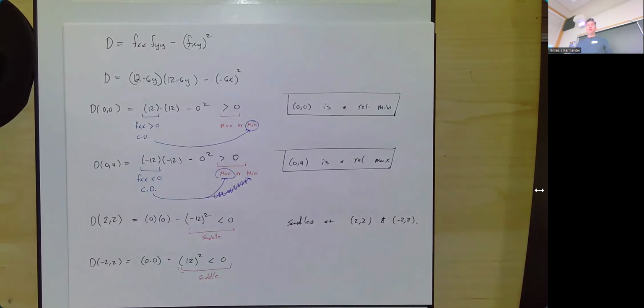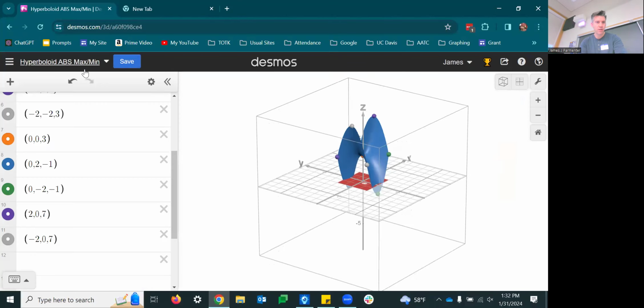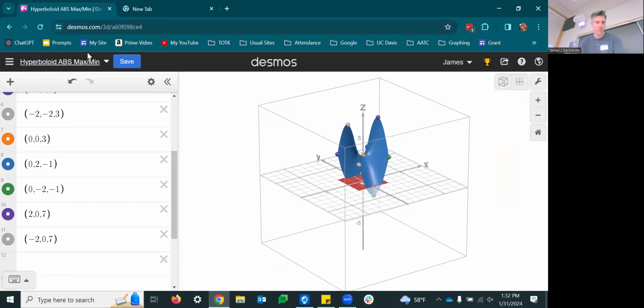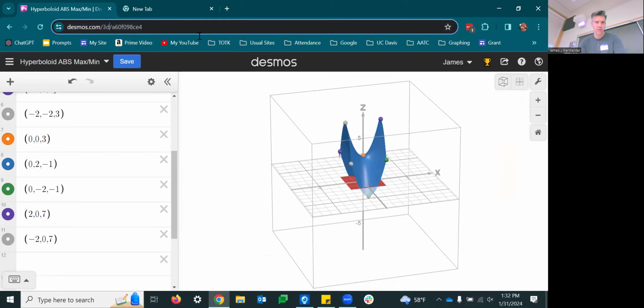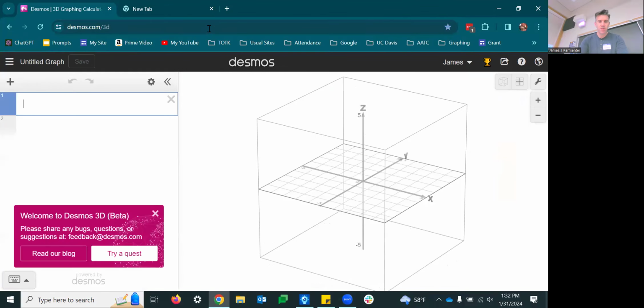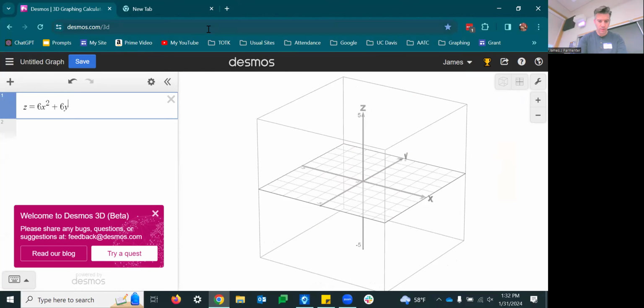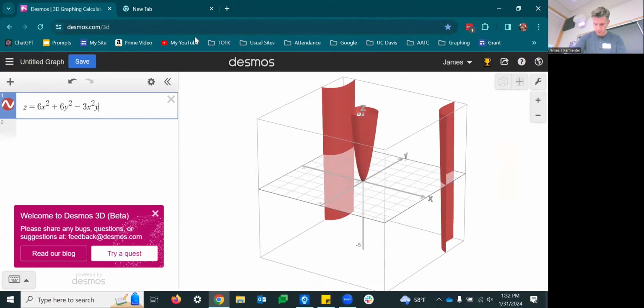I do think it's nice to see what this looks like. So let's take a real quick look at Desmos here, which I hopefully left up, and I did. Cool. Let's give ourselves a new graph. Z equal to 6x squared plus 6y squared minus 3x squared y minus y cubed.